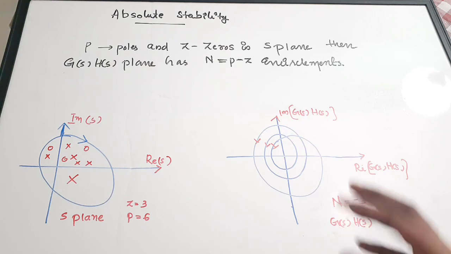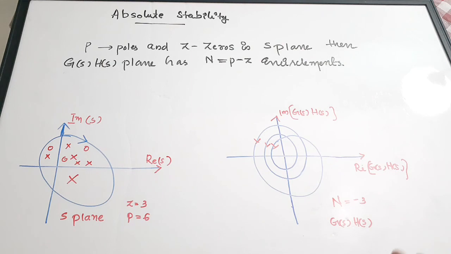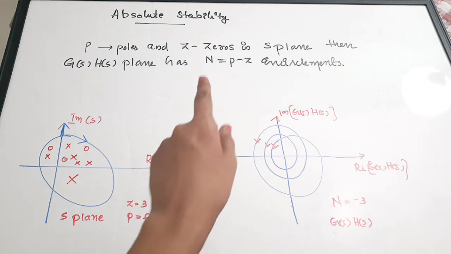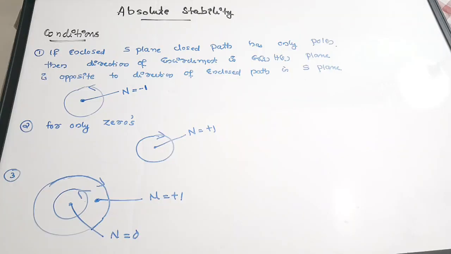From that, we'll be determining the direction of encirclements, and how many encirclements is given by the equation N equals P minus Z. Okay. So next we are going to see the conditions when poles are more, or only poles are present, or only zeros are present, how the encirclements will look like in the G(s)H(s) plane. Let us discuss the various conditions for encirclements in the G(s)H(s) plane.